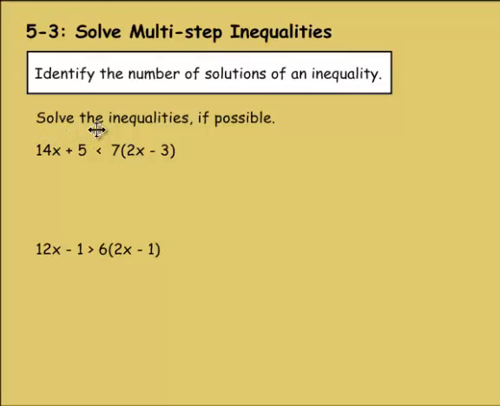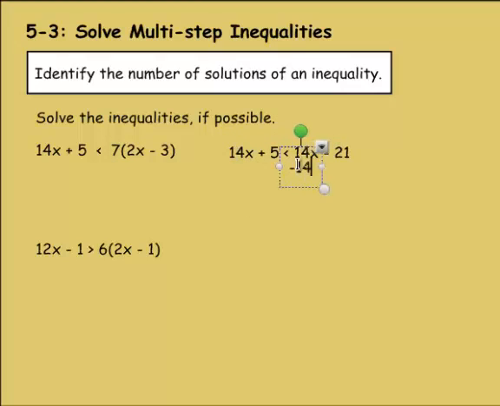So for these ones it says solve the inequalities if possible. So let's see what that means. We have 14x plus 5 is less than 7 times 2x minus 3. So if we rewrite this, we have 14x plus 5 is less than 7 times 2x, which is 14x, and then minus 7 times 3, which is 21. And we have a little issue here. We have 14x on both sides.